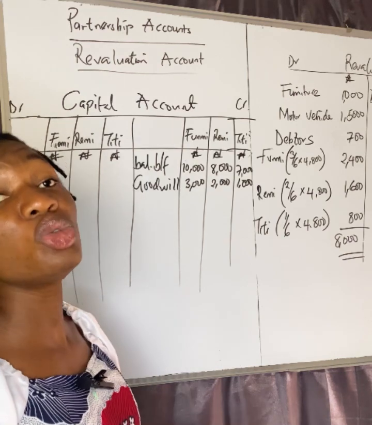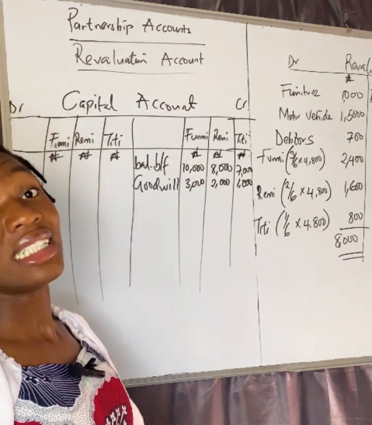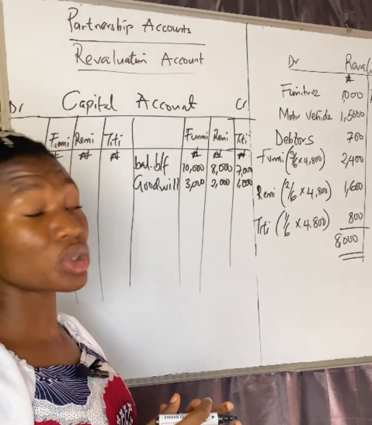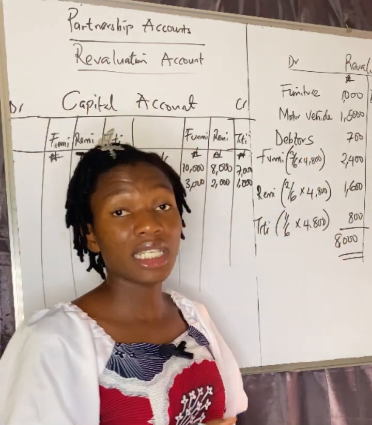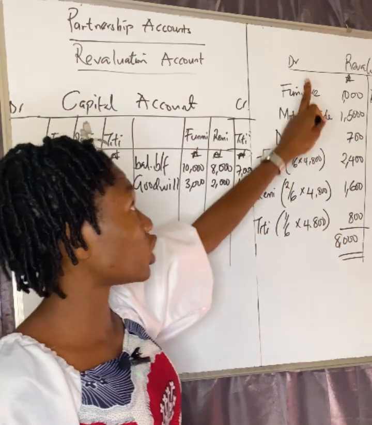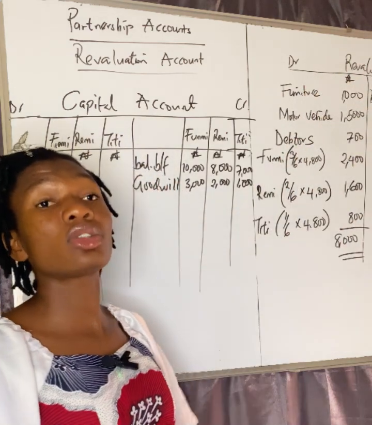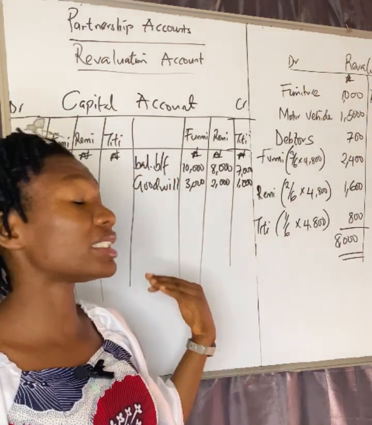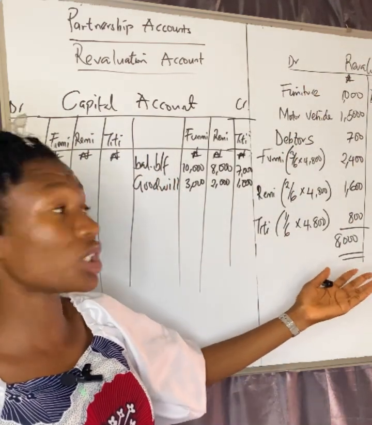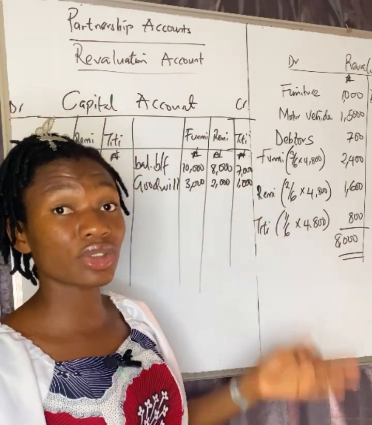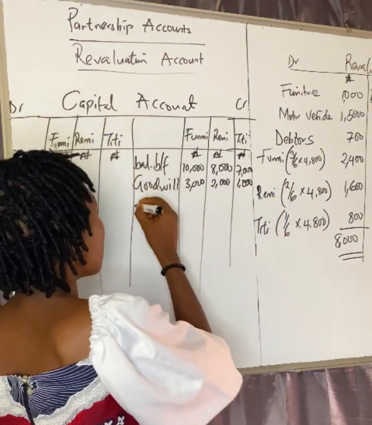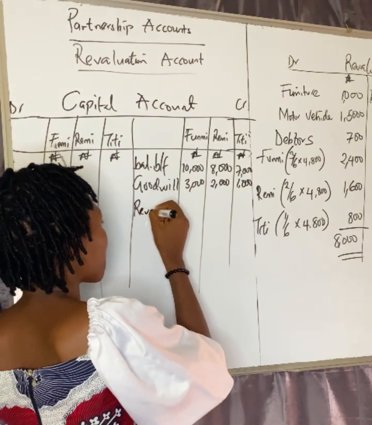Now we are through with goodwill, and the next thing we are going to be doing is the revaluation account. The value that was shared in the revaluation account, from the debit side, will be transferred to their capital account. That's an increase for them, a benefit for them, transferred to their separate capital accounts on the credit side. So we're going to be having for revaluation.